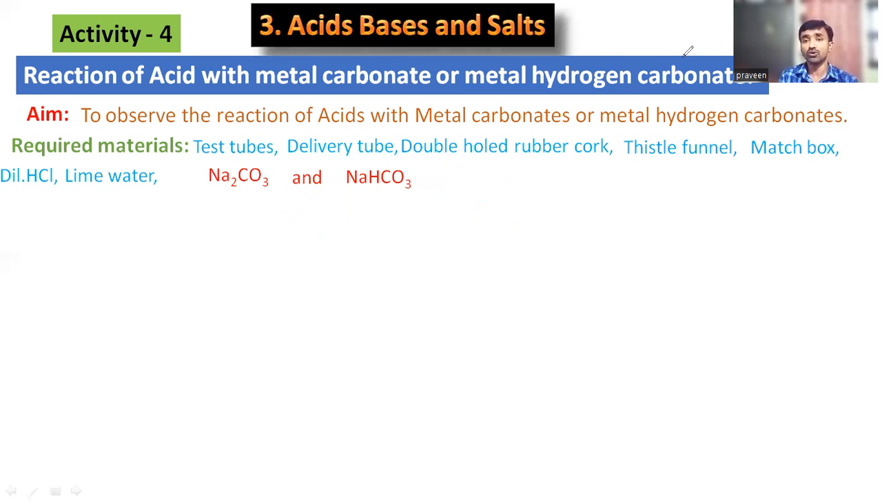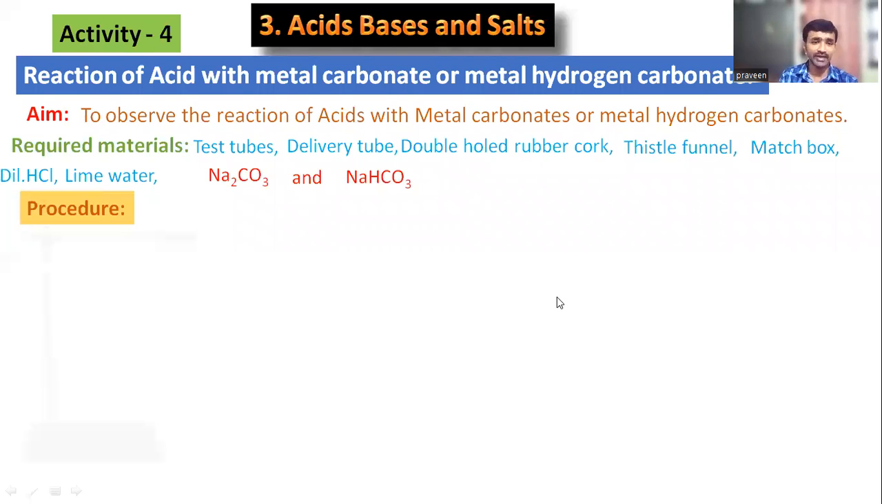Okay, then how to conduct this? How to observe the reaction of acid with the metal carbonate or acid with the metal hydrogen carbonate? So let us go to the procedure here, right? Here we need to arrange the apparatus. It is given directly, or arrange the apparatus as shown in the figure. So I will show you how to arrange that.